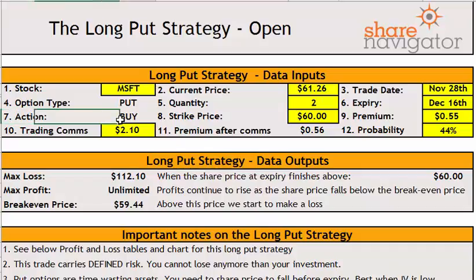The next action is to buy. So we're buying the put option. Again, that's automatically populated for you. And the strike price we're going to pick, we might use the $61 puts here. And the premium we're going to pay for that is maybe 70 cents.